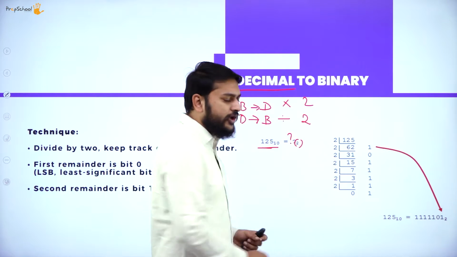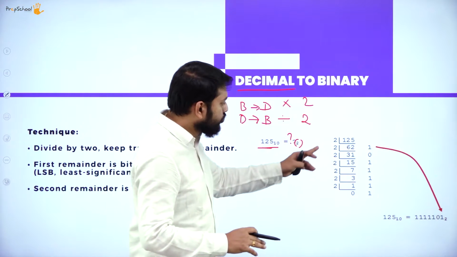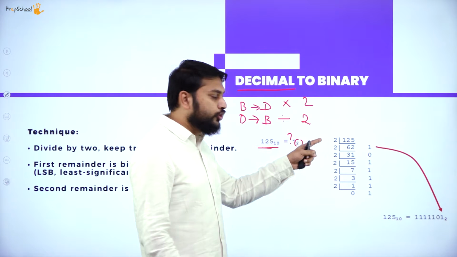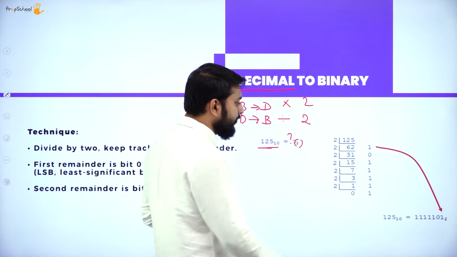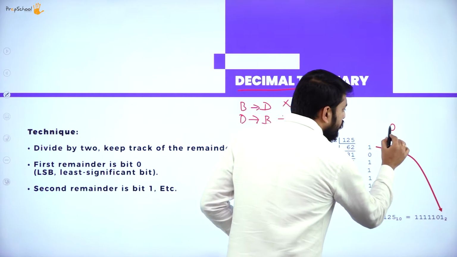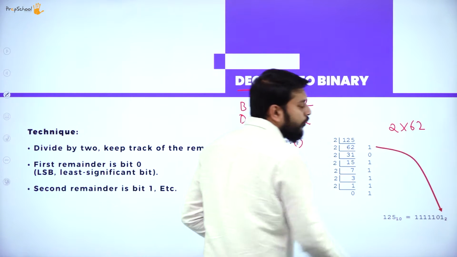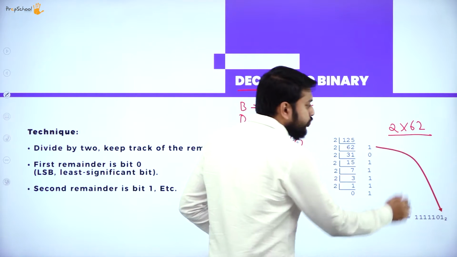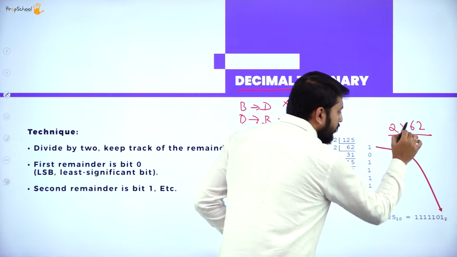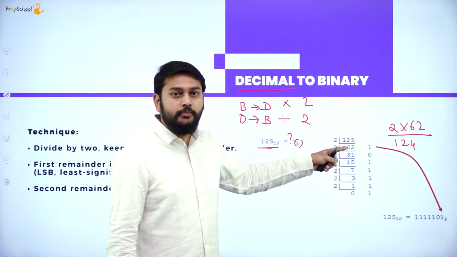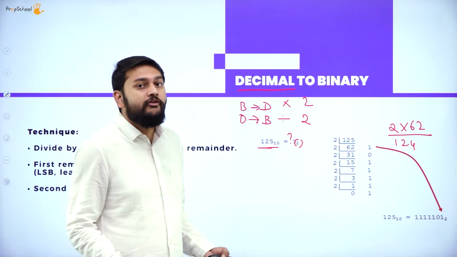I have 125. I need to perform the division now, with the help of 2. So what I will do, I have taken 2. Suppose if I perform the division, let's do the reverse method. So 2 into 62, what will be the answer? Please tell me. If you perform this, you will get 124. So how many do you have as a remainder? I have 1 as a remainder.